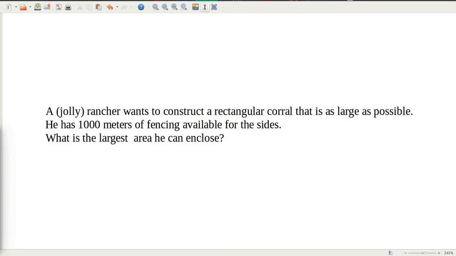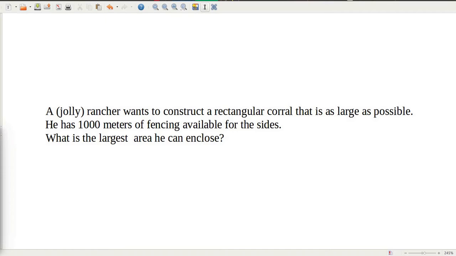Hello, in this video I will be showing you how to solve the Jolly Rancher problem. First, let's read the problem. A Jolly Rancher wants to construct a rectangular corral that is as large as possible. He has 1,000 meters of fencing available for the sides. What is the largest area he can enclose?